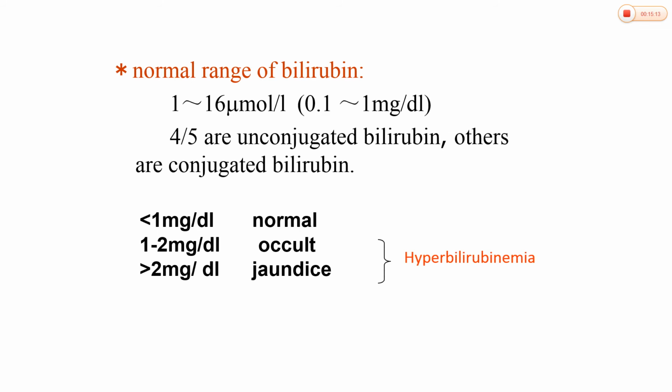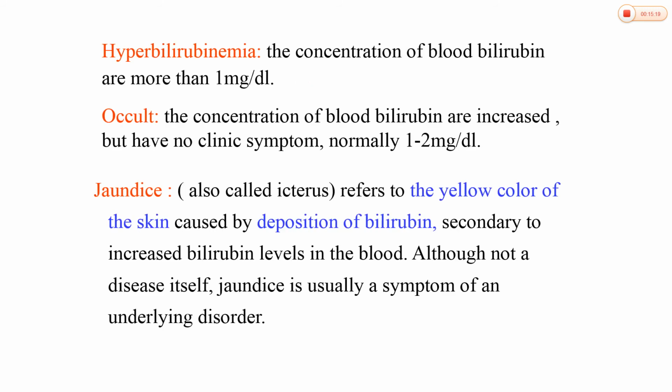So this occult condition and the jaundice, where the levels of bilirubin are high, are called hyperbilirubinemia. Hyperbilirubinemia is the condition where the concentration of blood bilirubin is more than 1 mg per deciliter. Whereas in the occult condition which we mentioned, there is a high concentration of bilirubin but no clinical symptom. That means it has 1 to 2 mg per deciliter, but there is no jaundice-like symptom.